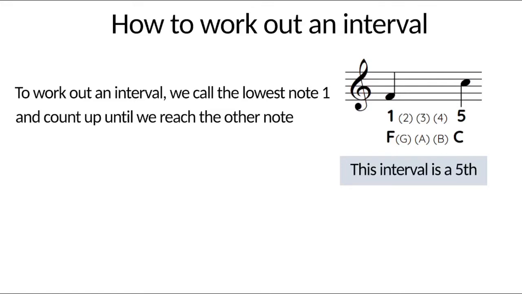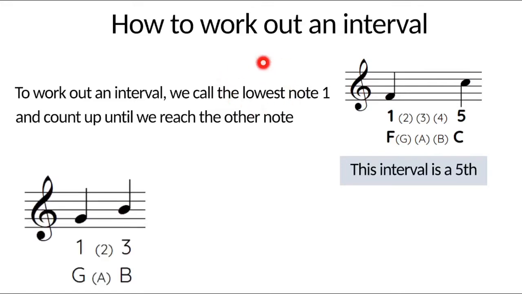How about this one? Applying the same principle, we look for the lowest note. In this case, again, it's the first one here, it's this one. We know that's a G. We call that lowest note number 1. And we just simply count up until we reach the second note. So we know this is a B. G's 1. A is 2, it's not A. It's B, the second note. That's a third.